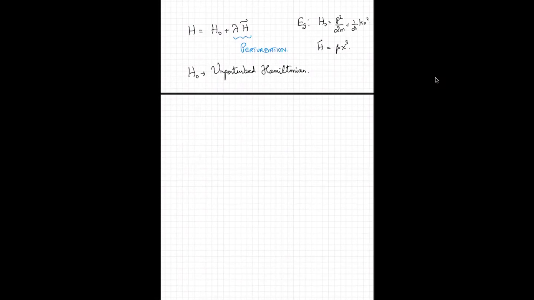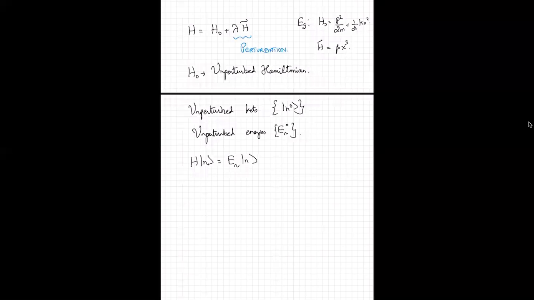So the philosophy here is that I know what the unperturbed eigenkets are. Unperturbed kets, these are the n zeros, and I know the unperturbed energies, these are the En zeros. Okay. Now, with the entire Hamiltonian H, there will be some correction to the unperturbed kets and unperturbed energies. So let us call the eigenkets of the entire Hamiltonian n, and let's call the eigenenergies En.